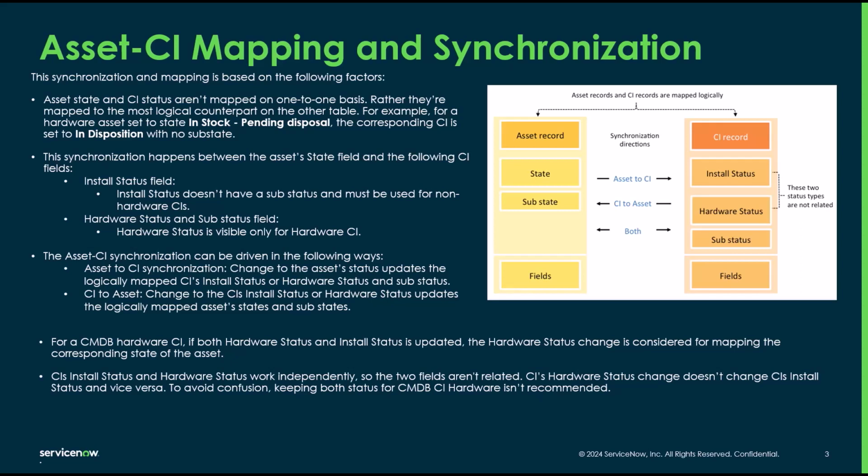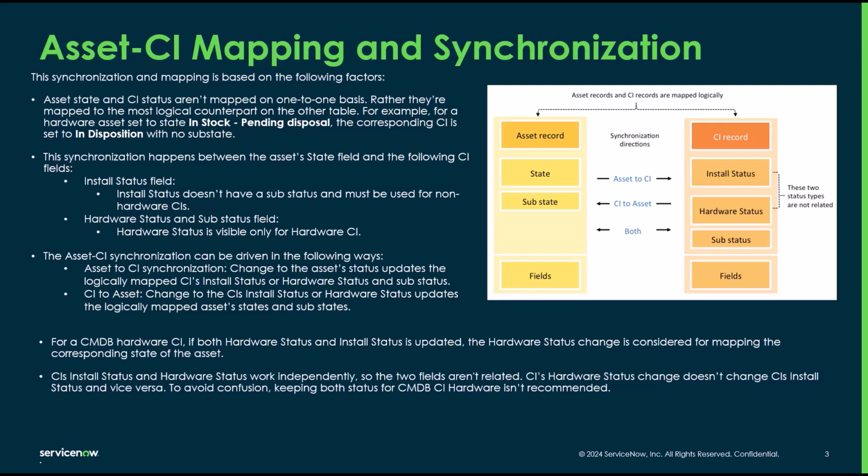The asset and CI synchronization can be driven in a couple of ways. There's the asset to CI synchronization, so changes to the asset status update the logically mapped CI's install status or hardware status and substatus. And then there's changes from the CI to asset, where changes to the CI install status or hardware status update the logically mapped asset states and substates.